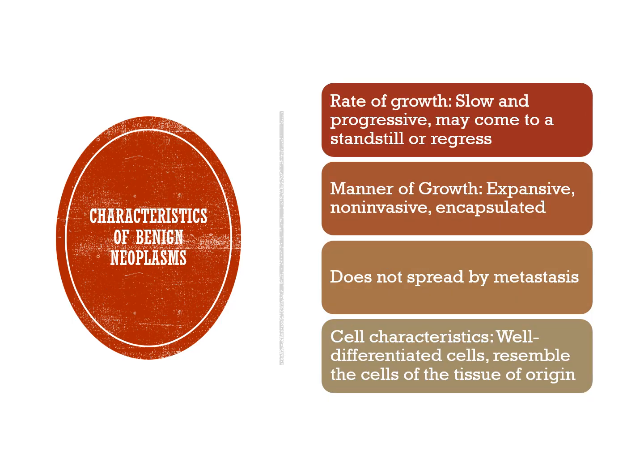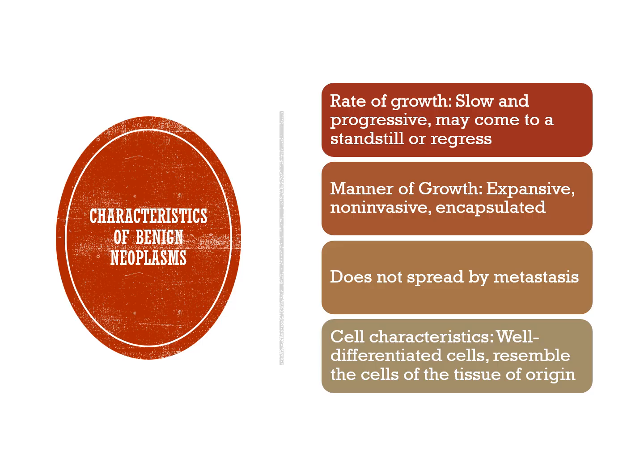So with benign neoplasms, these have a rate of growth that is typically slow and progressive. They may have periods where they come to a complete standstill. They may even regress or shrink during that growth period. They grow by expansion, so they just get larger and larger. They are non-invasive, meaning they don't invade or dig their way into surrounding normal tissue. And they're typically encapsulated. So there's usually a capsule that surrounds and demarcates that tumor. Benign tumors do not spread by metastasis.